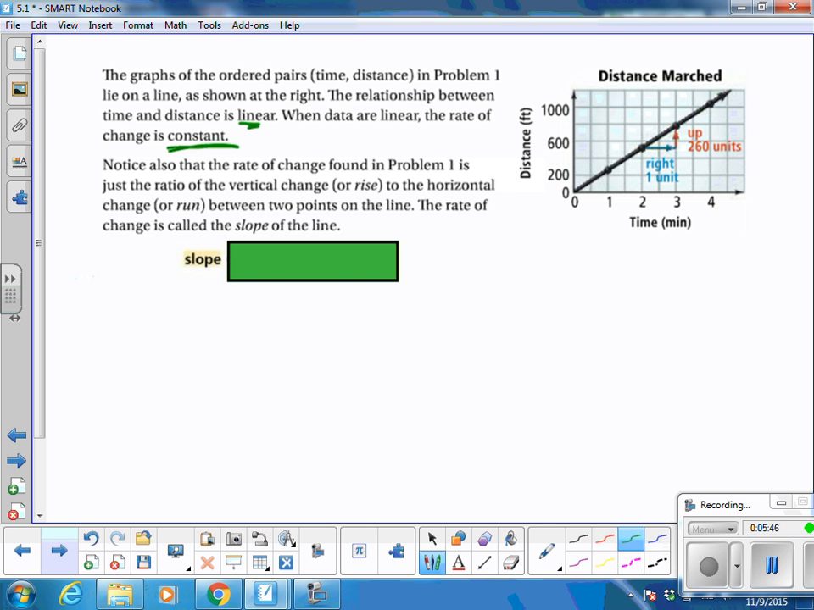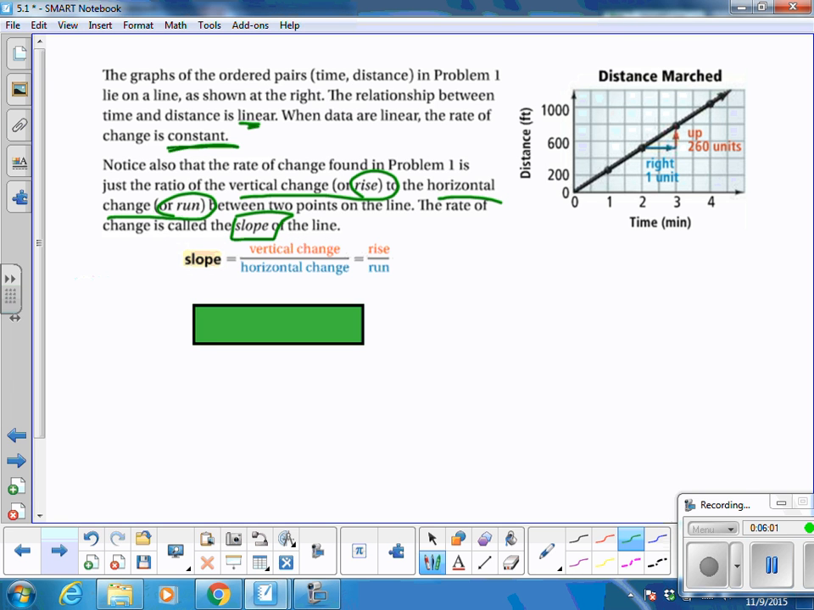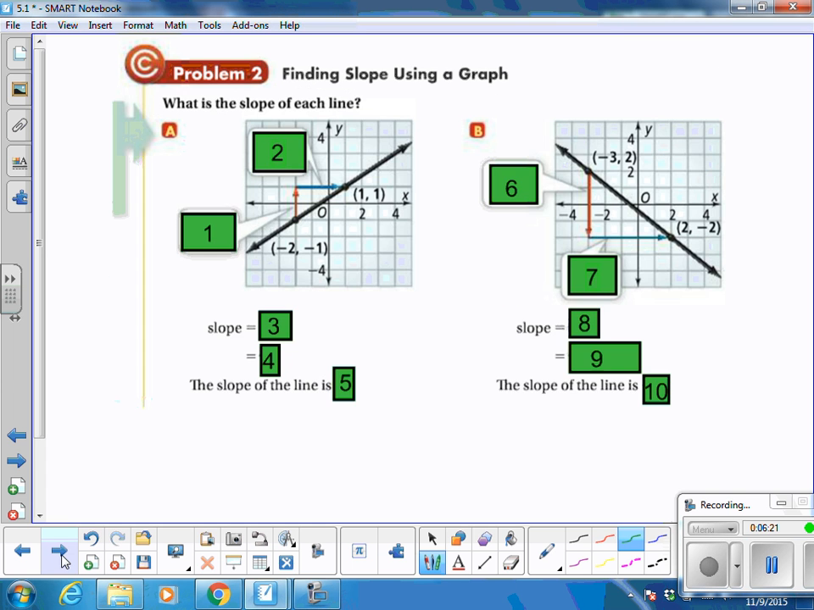Notice that the rate of change as found in problem 1 is just the ratio of the vertical change, our rise, to the horizontal change, or the run, between 2 points on the line. The rate of change is called the slope of a line. So the slope of the line is our vertical change, which is our rise, over our horizontal change, which is our run. So we call that rise over run. And we're going to try that out a little bit. So our rate of change is actually our slope.